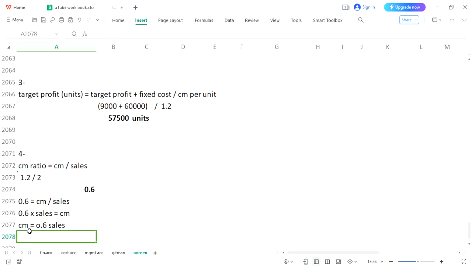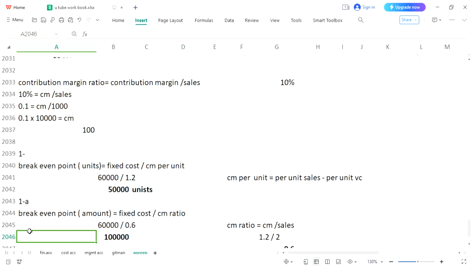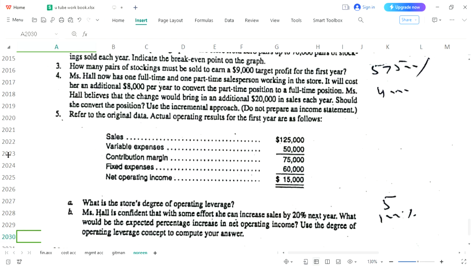Hopefully you have understood it. Okay, now our problem is what? There is an increase in sales. You can see over here, sale has been increased. Sale would be increased by $20,000 if you will increase your fixed cost by 8,000.